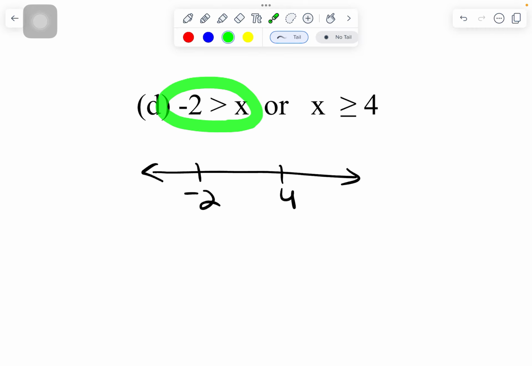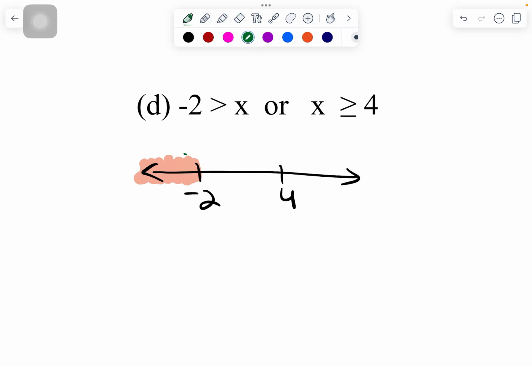So -2 is greater than x, which means x is less than -2. And that's going to take a parentheses. Or, of course, x is greater than or equal to 4. So from 4, a shade greater than that. And the equal to part there means I want a bracket.